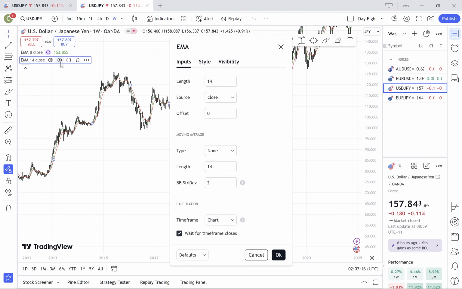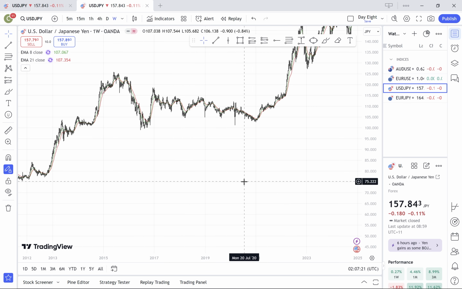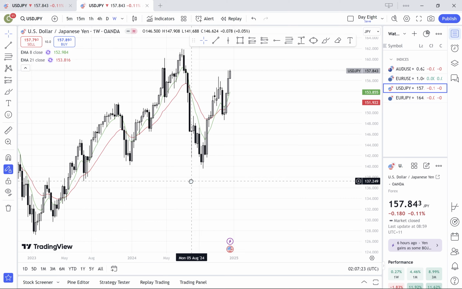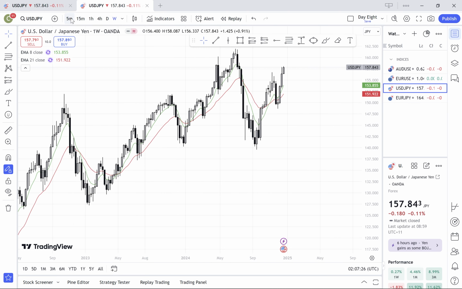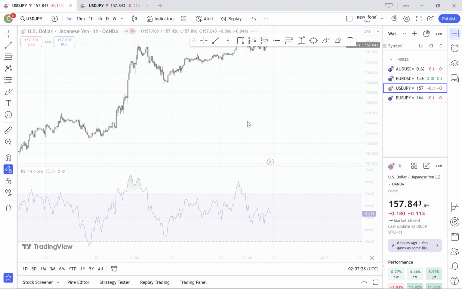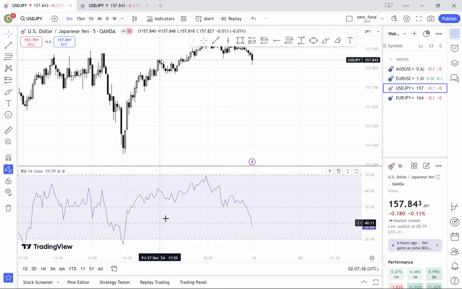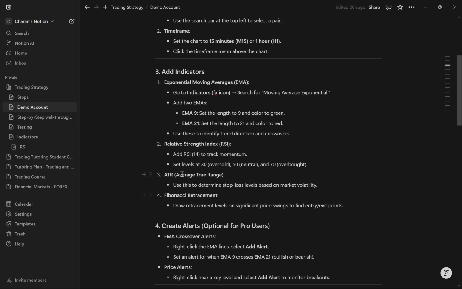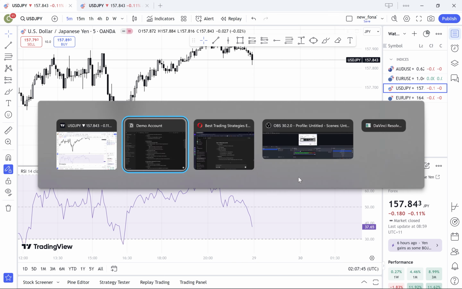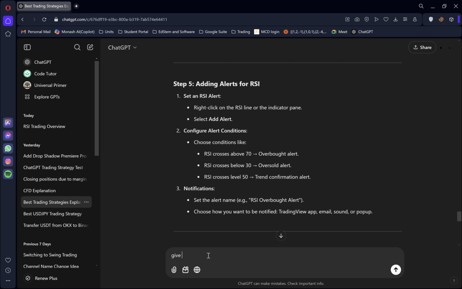So let's go into that, change to 21. Alright, so I think we can do that if we're in the 5 minutes time frame, let's say. And yeah, what I'm going to do is have the two moving averages in this chart and have this indicator in this chart. And then we have our ATR, which is the average true range. So I'm going to ask ChatGPT for info about ATR.